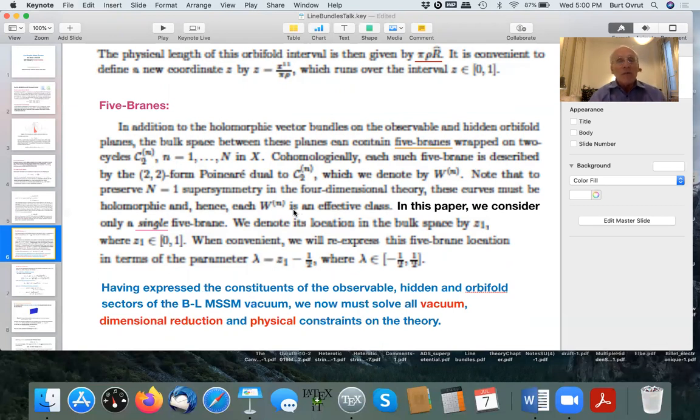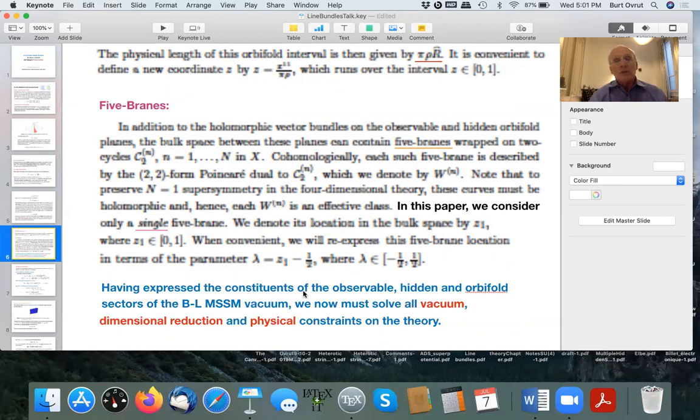Okay. The 5 brane, however, has a class which describes it. It is the Poincare dual 2-form to the holomorphic curve on which it's wrapped, and we'll call it W, but there's only one of them. So we just have W, and in order to be N=1 supersymmetric, this single 5 brane class will have to be effective, which means that each of its coefficients has to be non-negative, and we will check that as we go.